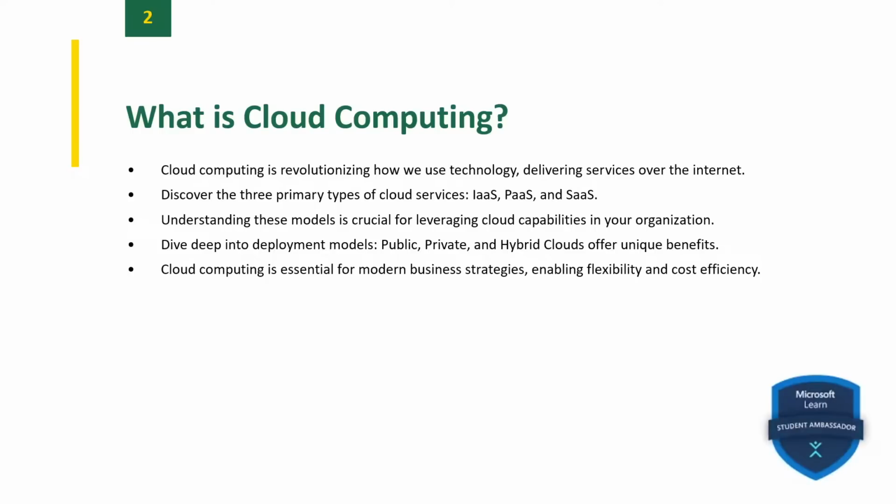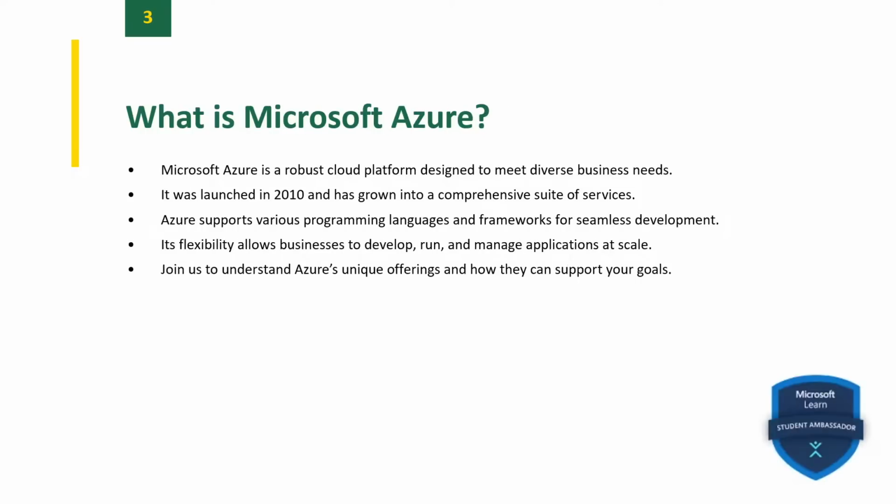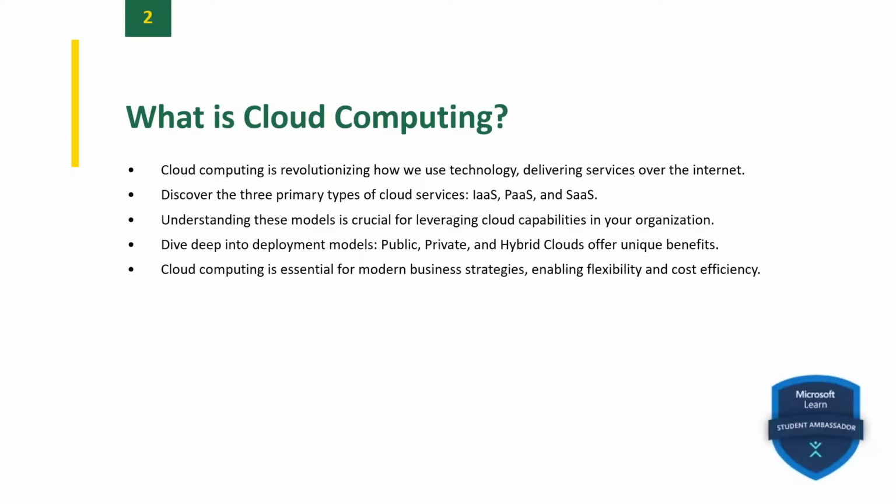Types of cloud computing. First one, infrastructure as a service, provides virtualized computing resources over the internet. Users can rent virtual machines, storage, and networks, giving them control over the operating system and applications. For example, Microsoft Azure virtual machines.